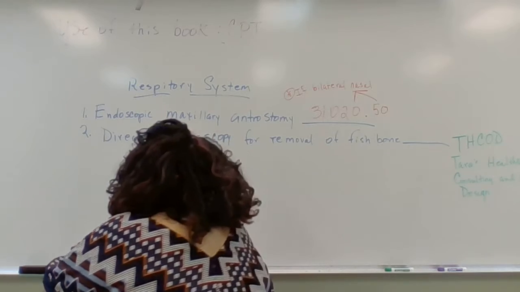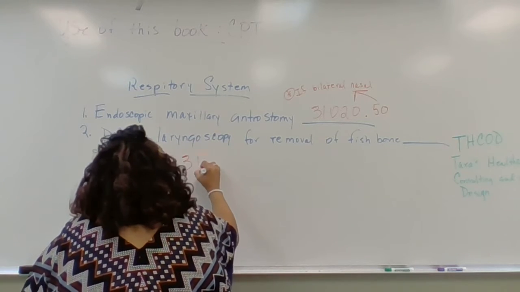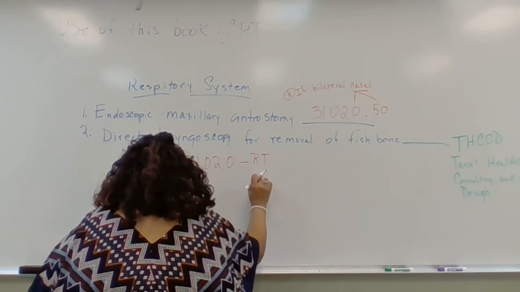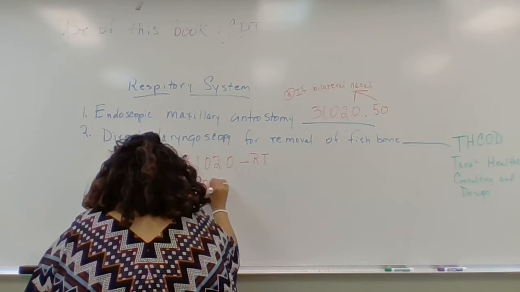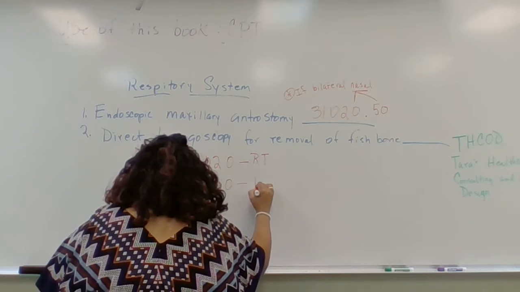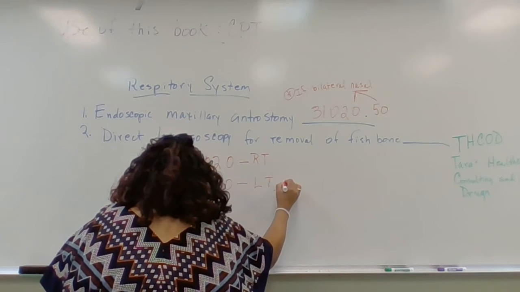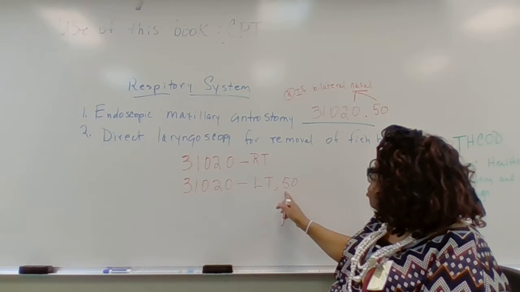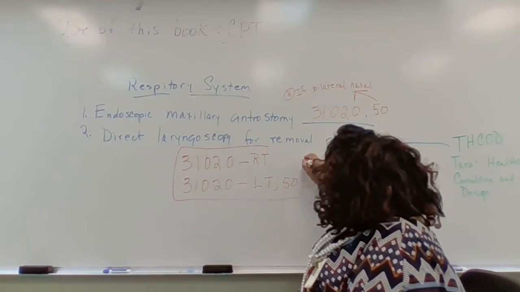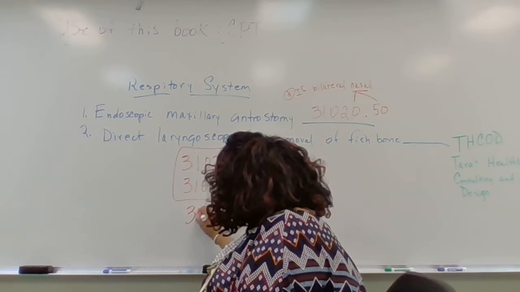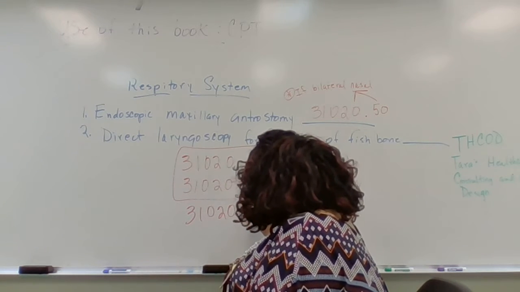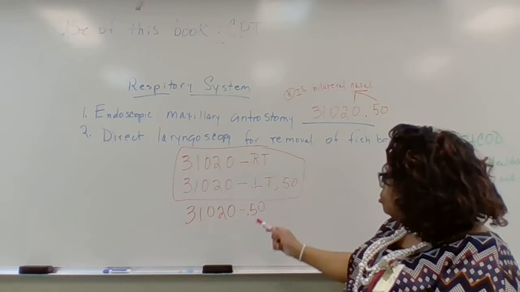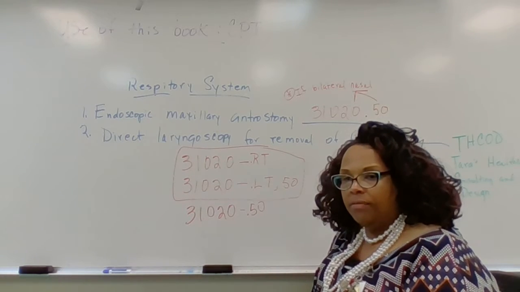You're going to do 31020, and then you're going to put RT, right side of the nose. Then 31020, left side of the nose, and you're also going to use modifier 50. Now, you don't necessarily have to do it like that. You could do it like this in billing, or you can say 31020 with a modifier 50. Instead of writing 2 lines, you can write just 1, and use modifier 50.